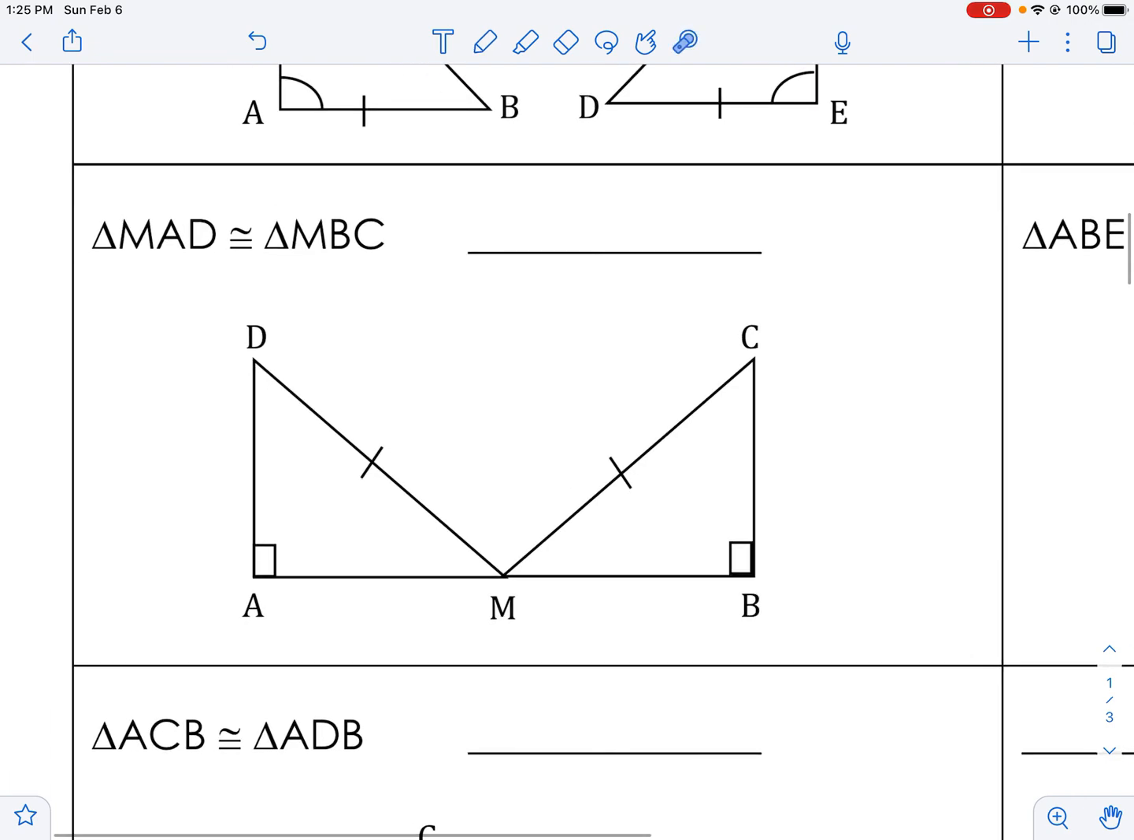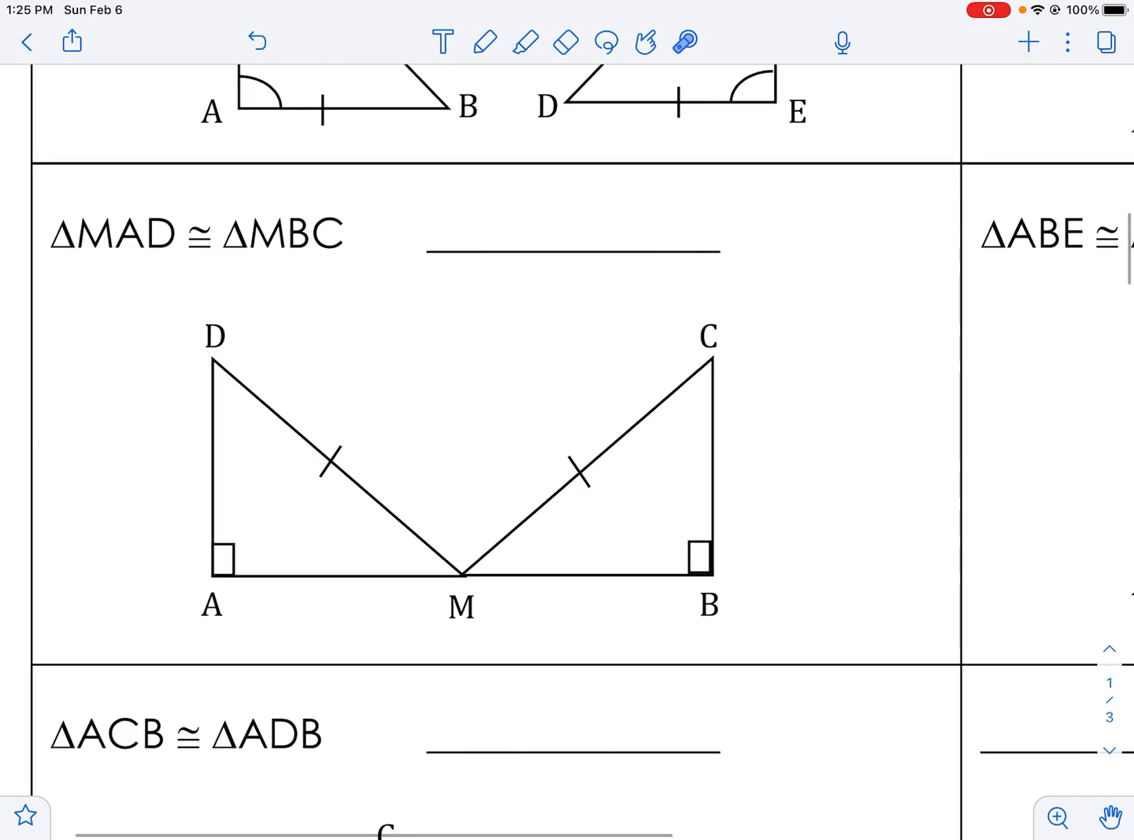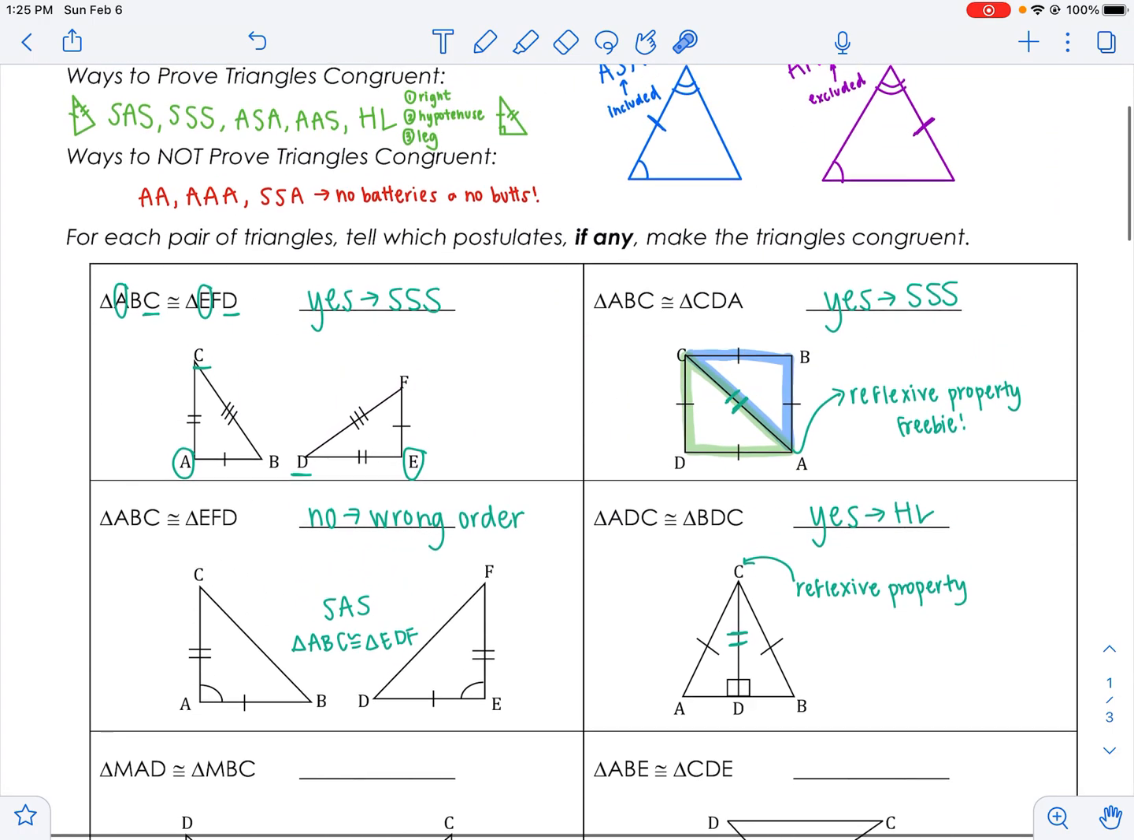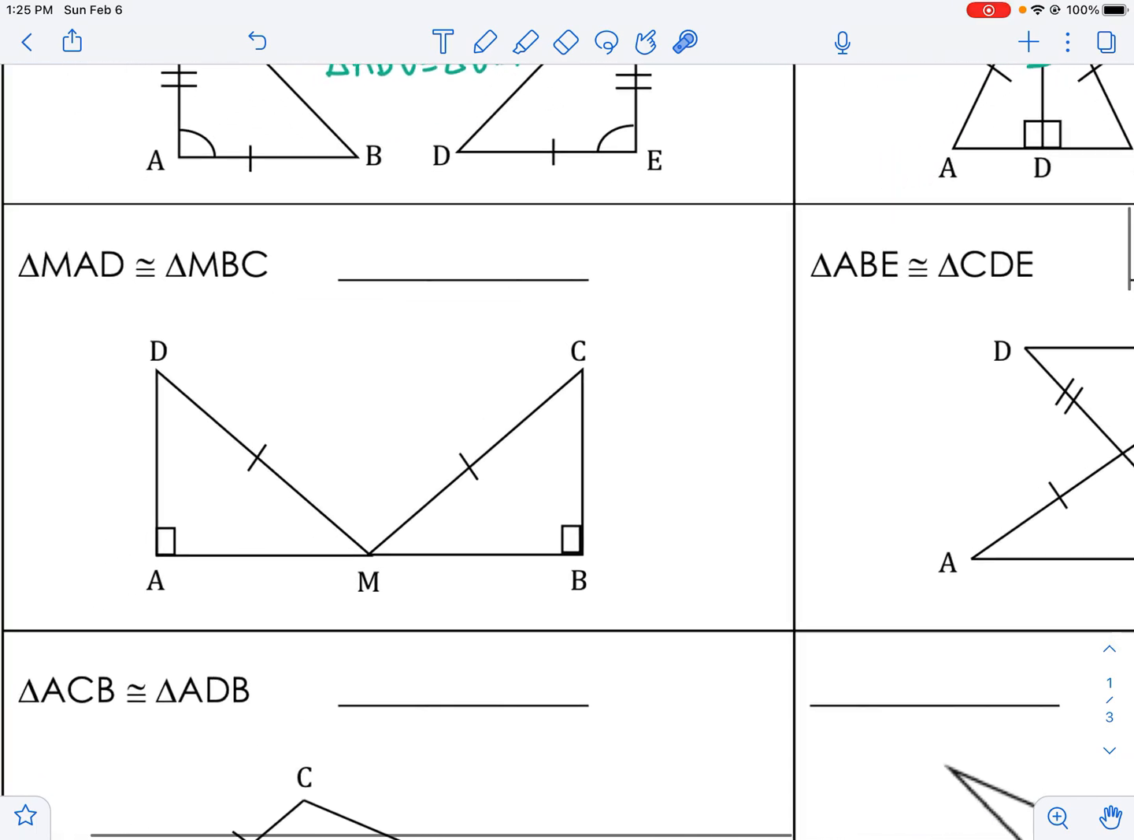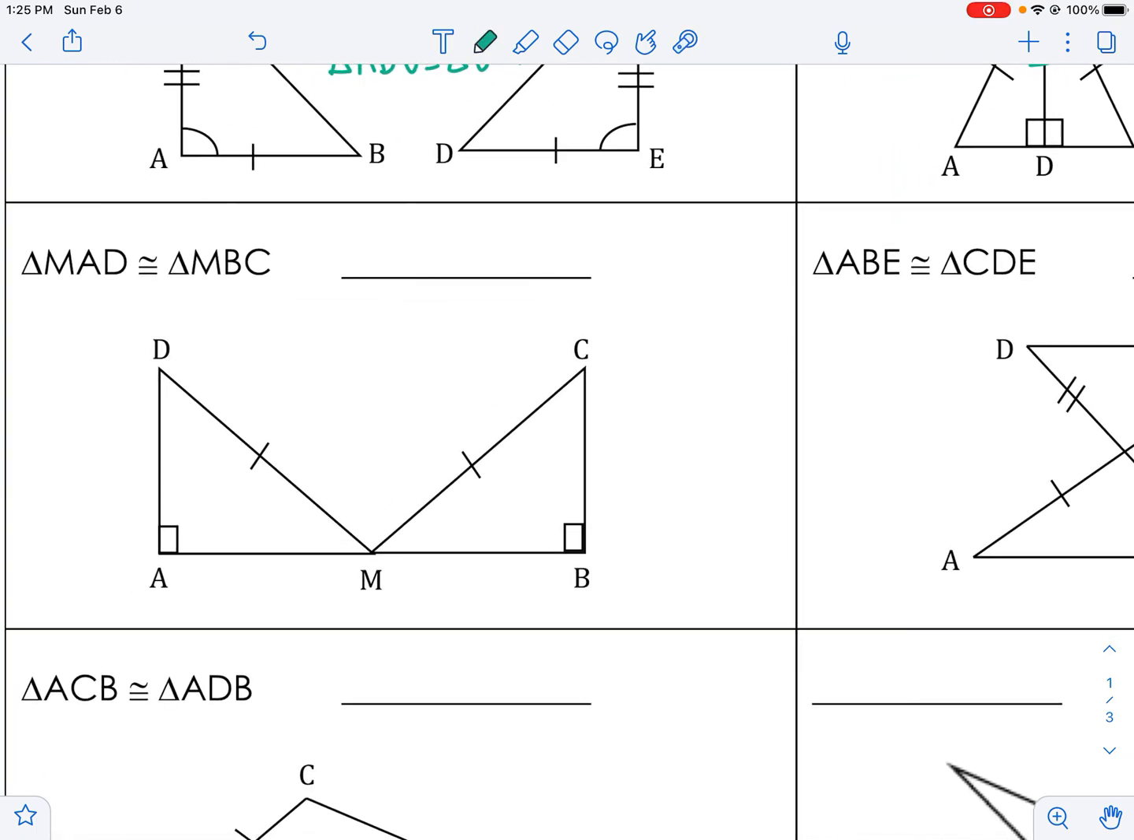Taking a look at this next one, I'm noticing right off the bat that there's right angles in there. So I'm going to give you a minute to think about, what do you think that this one is? Go through this little checklist up here and ask yourself, which one would work for this?